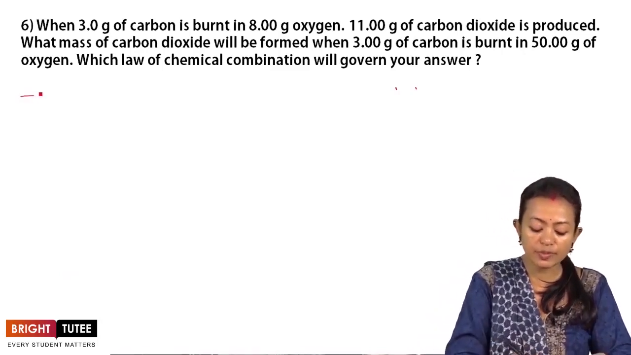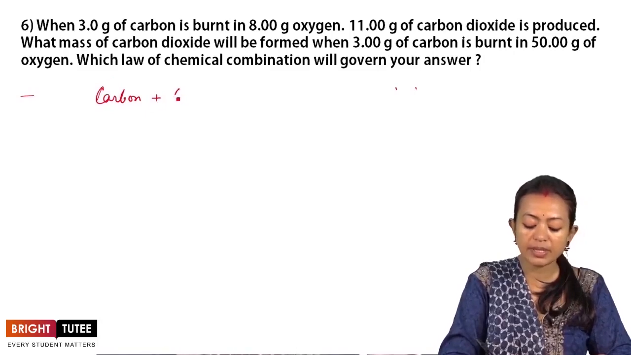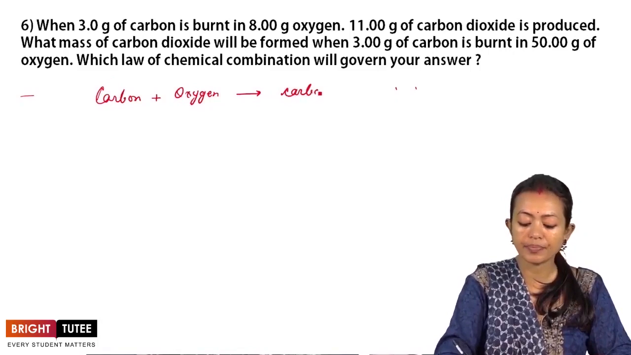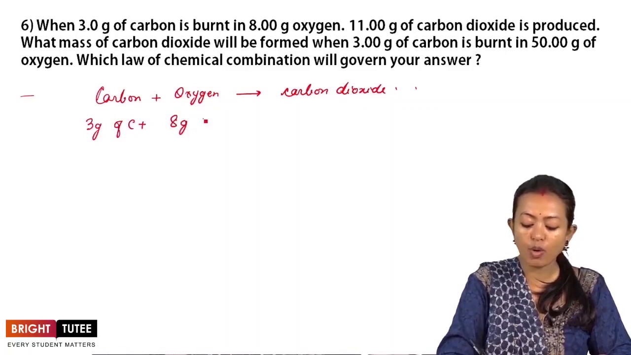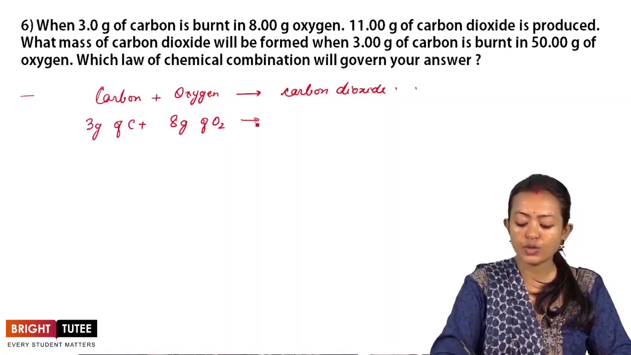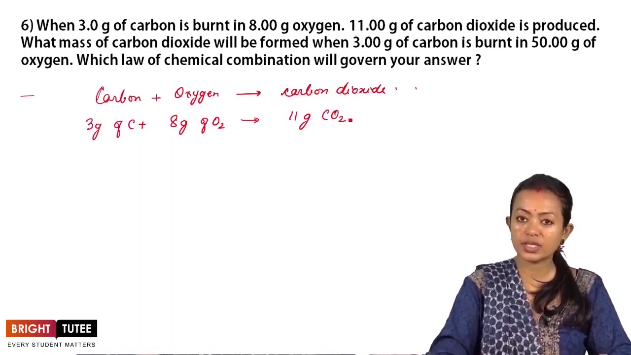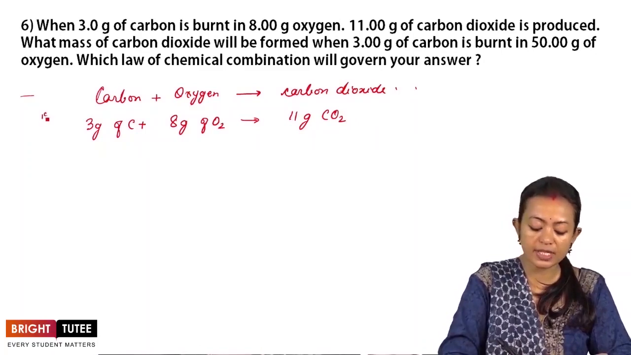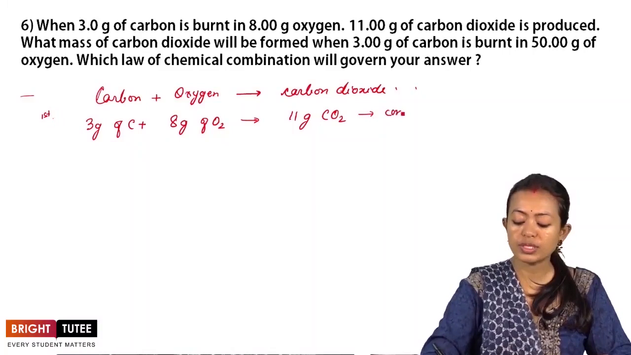In this case, there is a chemical reaction in which carbon is reacting with oxygen to form carbon dioxide. Here we see that 3 grams of carbon is reacting with 8 grams of oxygen to form 11 grams of carbon dioxide. This is the first case already given to us, which is in accordance with the law of constant proportion.